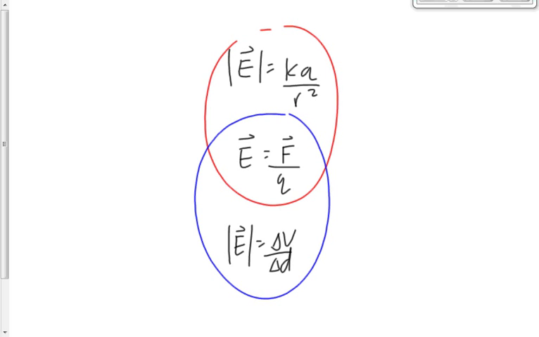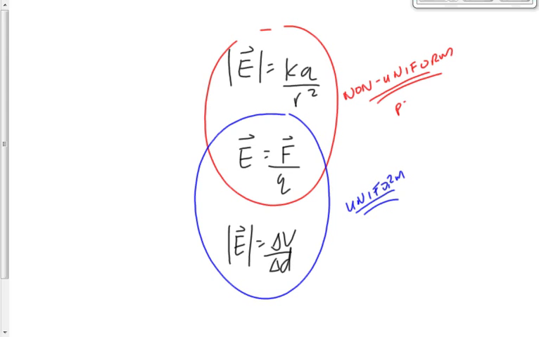The red ones, the ones on the top, we're going to say those are valid when we have a non-uniform field, or in other words, a point source. E is equal to kq over r squared is the field that's caused by the point source. F over q would be the field that was experienced by something in that field, in that non-uniform field. The bottom two equations are valid when we have a uniform field.